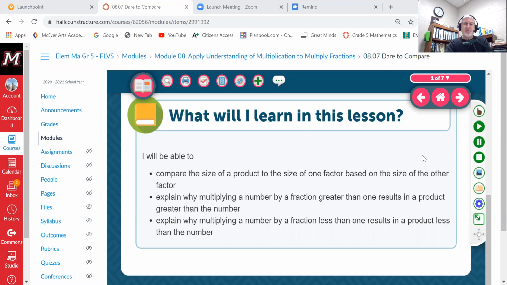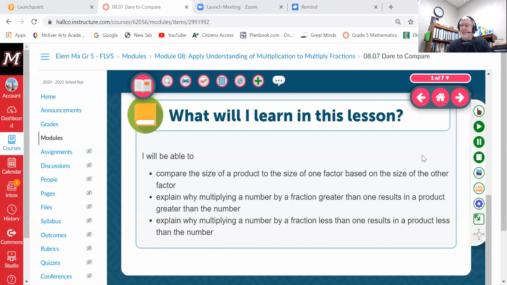Okay? So the second one says I can explain why multiplying a number by a fraction greater than 1 results in a product greater than 1. So if I had the number 10, and I was multiplying it by 1.5, our product then was greater than the 10 because that fraction was greater than 1. And our last learning target was I can explain why multiplying a number by a fraction less than 1 results in a product less than that number.